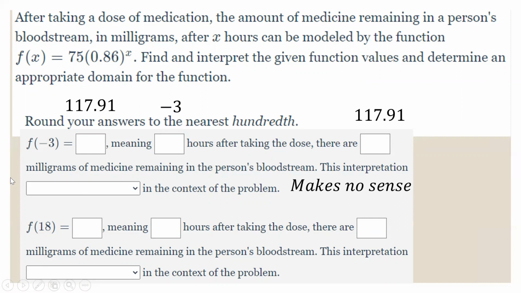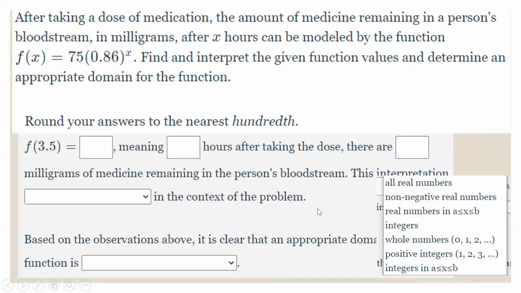Now 18. So if I plugged in 18 to the equation, you would get 14.97, meaning that 18 hours after taking the dose, there'll be 14.97 milligrams of medicine remaining in the person's bloodstream. This makes sense. There's not going to be a lot left because it's been 18 hours since. Next part, I'm going to pause the video and try this one.